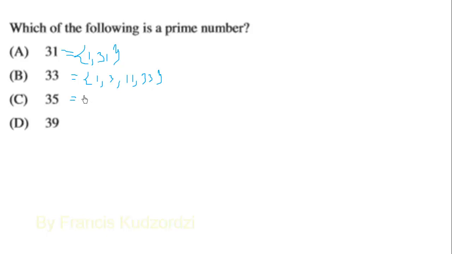35 has factors 1, it has 5 as a factor, it has 7 as a factor, and also 35 itself as a factor. So this is not a prime number. The factors of these numbers are 1, 3, 13, then 39 itself. So it is not a prime number. So the only prime number is this. A prime number has two factors, the number itself and 1.